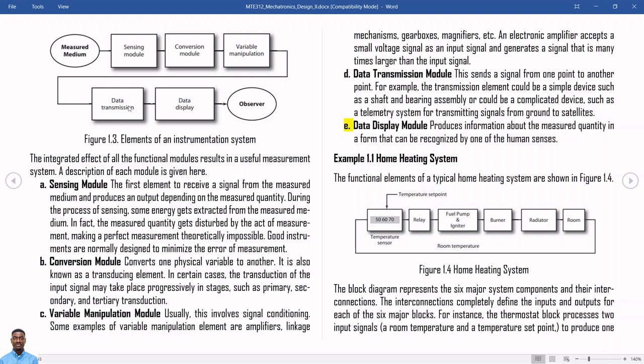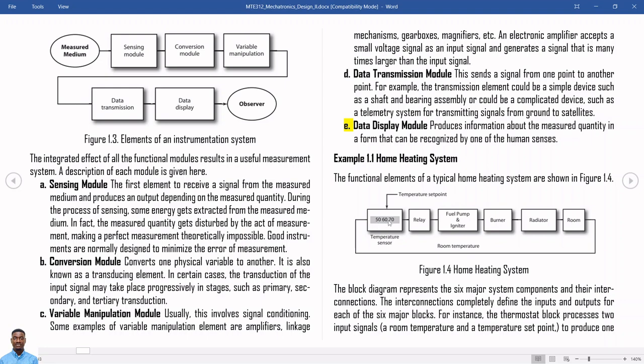Then we have the display module. Your display module is just to produce information about the measured quantity in a form that can be recognized by a human observer. So your data display module here presents whatever is being measured and transmitted into a form that the human observer can comprehend. That is what the module does.